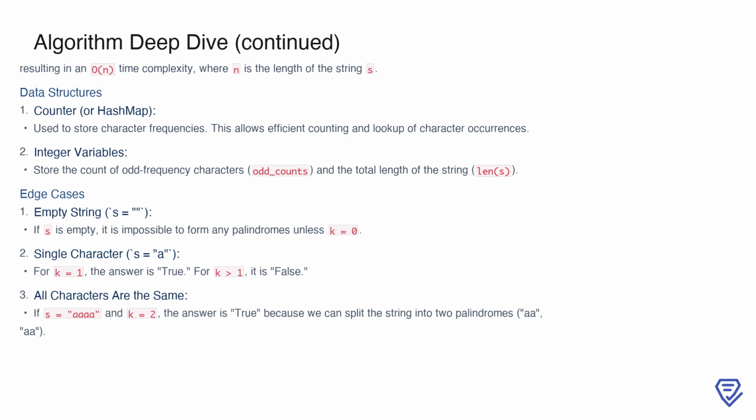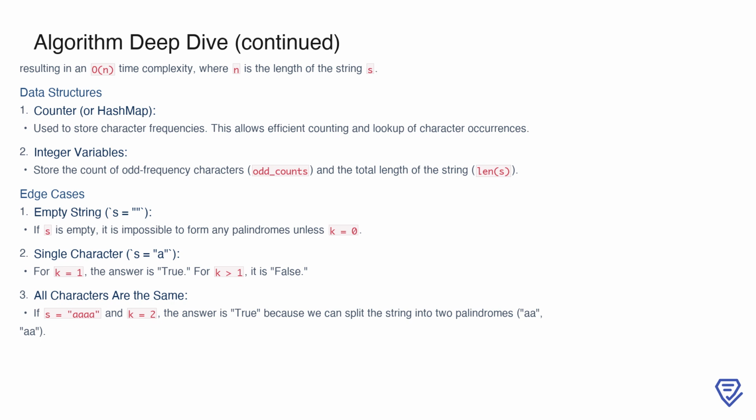This algorithm operates with a time complexity of O(n), where n is the length of the string s. This efficiency is achieved by performing a single pass through the string to count character frequencies and a few constant time checks for feasibility. Space complexity is O(a), where a is the size of the character set, but since this is constant for lowercase English letters, it simplifies to O(1).